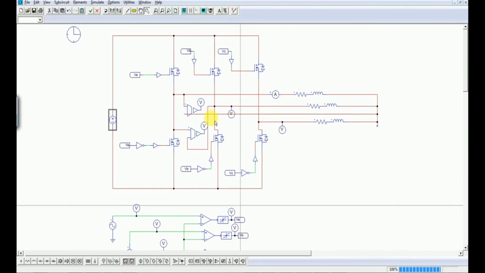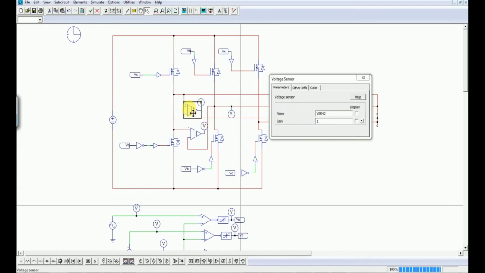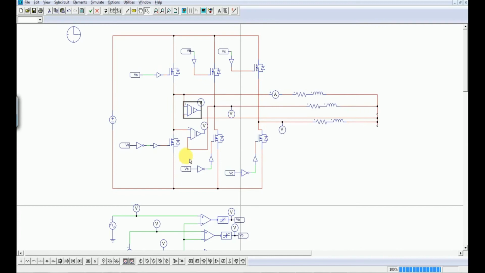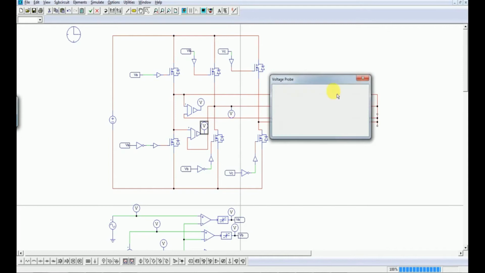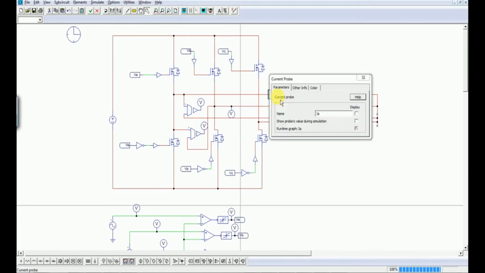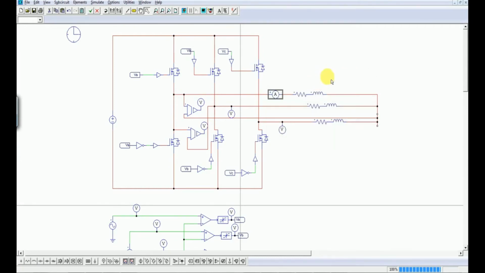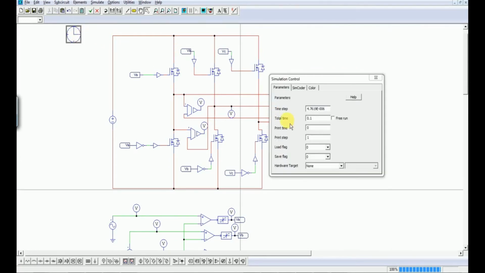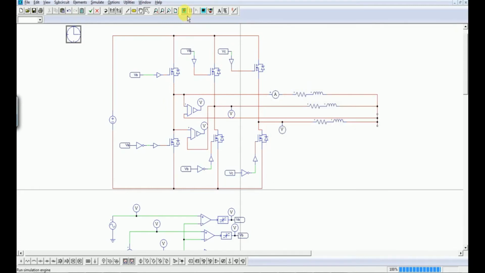Notice that to measure the A of n, we have used this voltage sensor. Also, we have a voltage sensor connected between these two legs, which gives us a value equal to VA of B. So we are getting VA of B here. Also, we have connected an ammeter to probe the current through this A load, and we call it this I of A. So before we begin, let us have the simulation control. Let us check this thing. This is equal to 0.1. Total time is 0.1. So let me simulate this one.